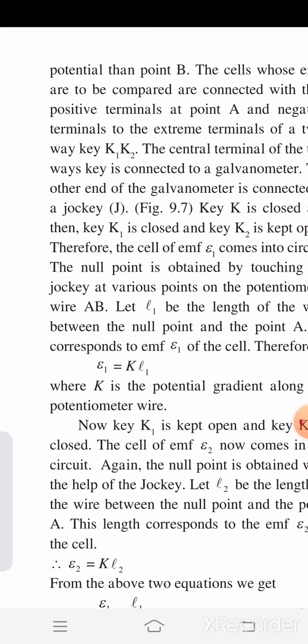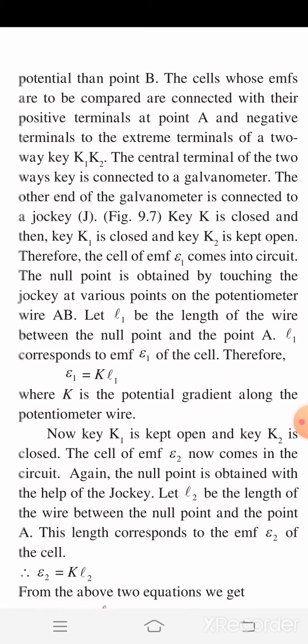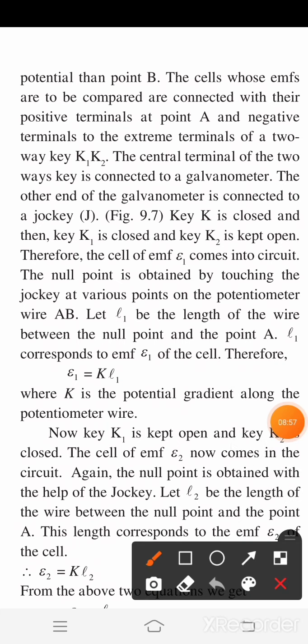The null point is obtained by touching the jockey at various points on the potentiometer wire AB, and the length L1 is the length between the higher potential point A and the null point. That length L1 corresponds to the EMF E1 of the cell. Therefore, by the principle of potentiometer, E1 is equal to KL1.